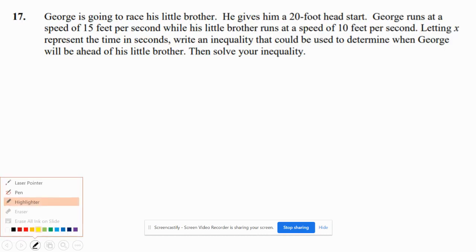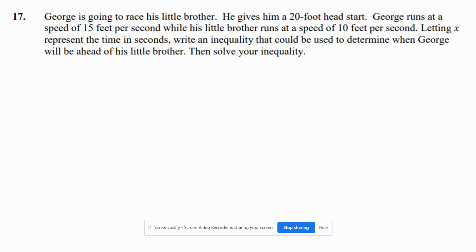All right, number 17. Bit of a word problem here. George is going to race his little brother. He gives him a 20-foot head start. George runs at a speed of 15 feet per second, while his little brother runs at a speed of 10 feet per second. Letting x represent the time in seconds, write an inequality that can be used to determine when George will be ahead of his little brother. Then go ahead and solve your inequality.